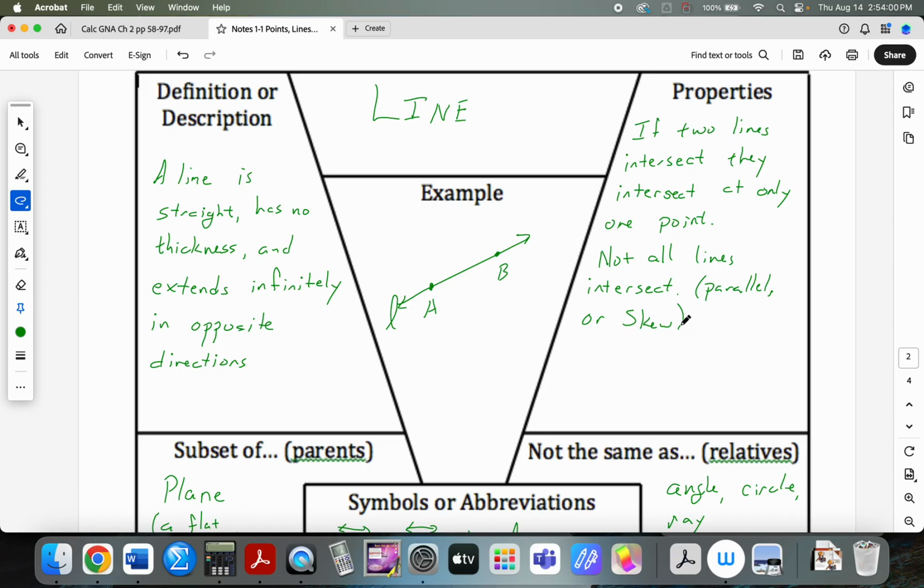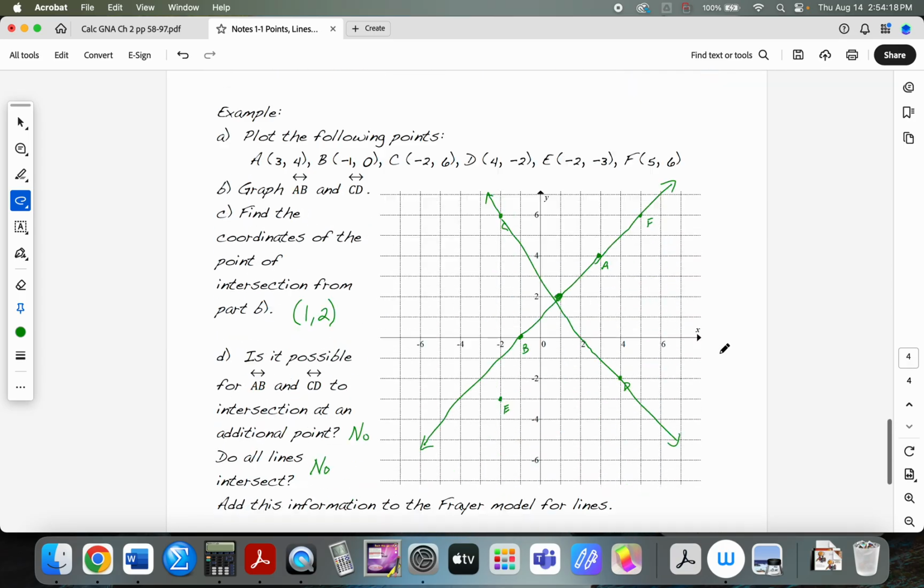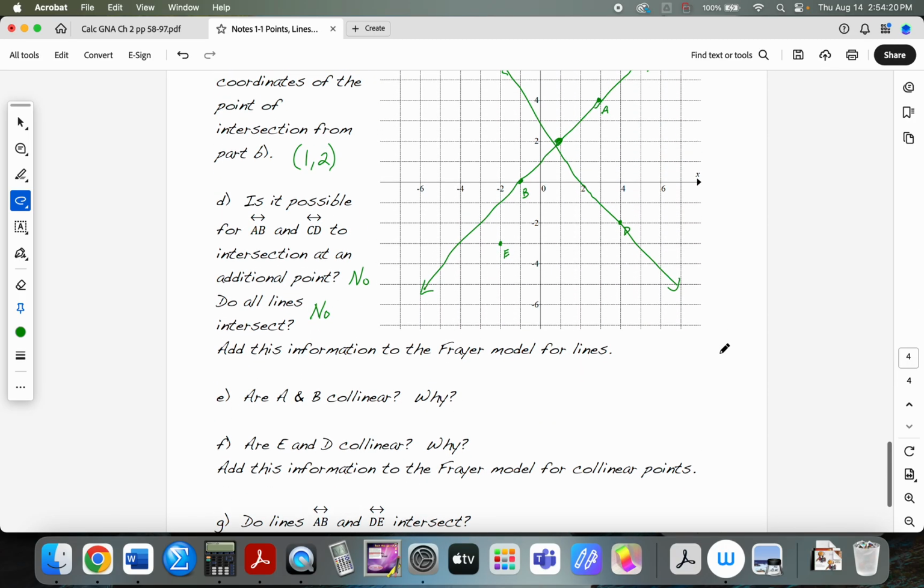So like if I draw a line on the floor going from the front of the room to the back of the room, and I drew a line on the ceiling going from side to side, those would be skew lines. They're never going to intersect, but they're not parallel either. Okay. Back to this.